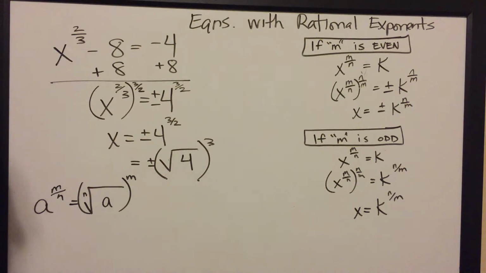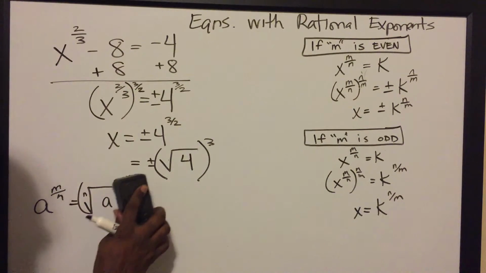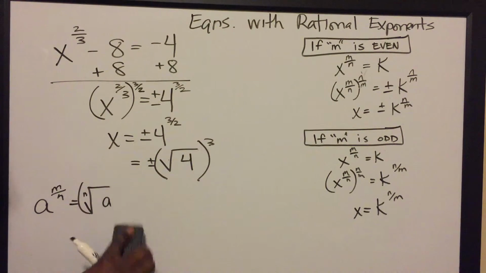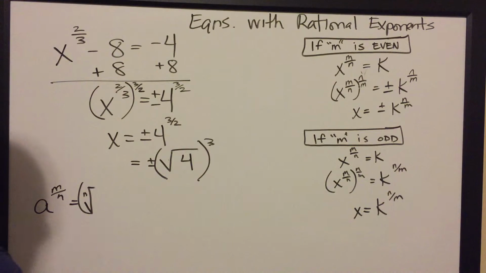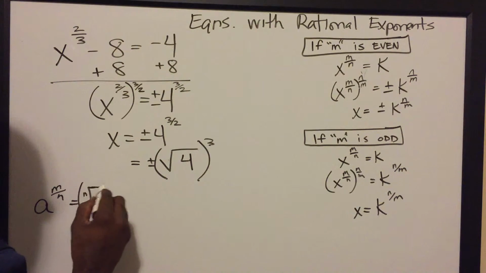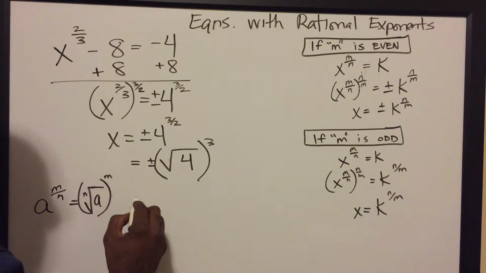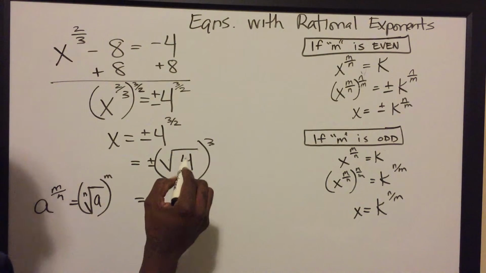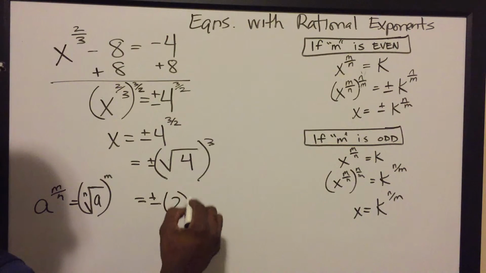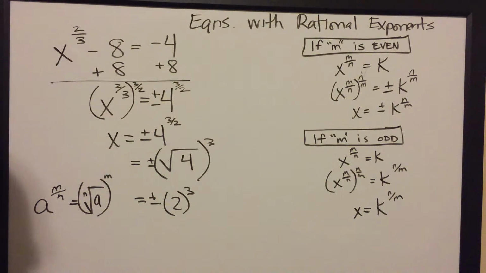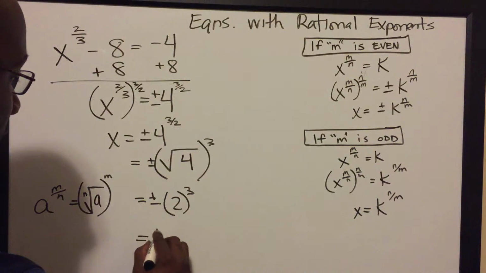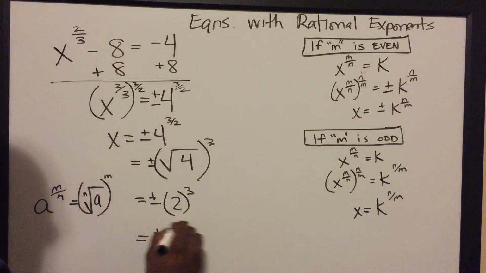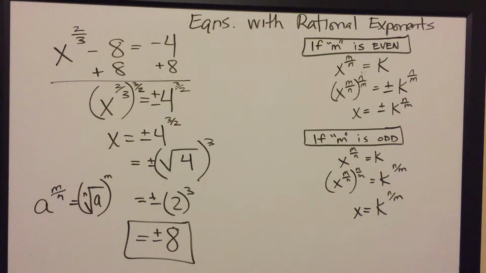So now that we have that, I'm going to make this a little bit smaller right up here so I can have some room. And we said a, I had this, and I had that as m. So now, it's plus or minus, square root of 4 is 2. Cube, what is 2 cubed? It's 8. So our answer here is plus or minus 8. That's the answer for that problem. That is if m is even. That's how we would work that problem there.